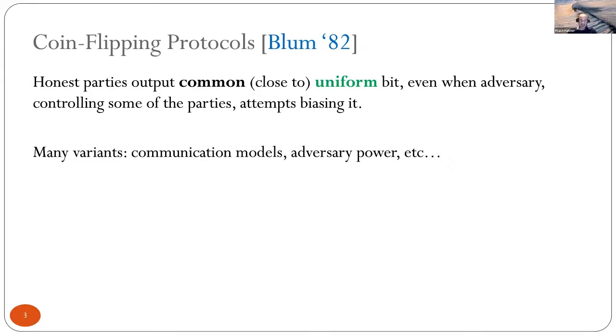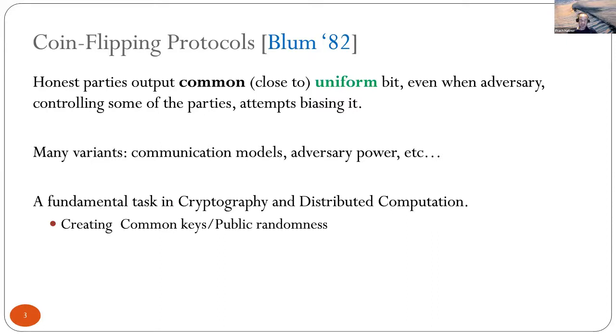But first, let's try to convince you why coin flipping protocol is such a fundamental task. The obvious answer is that it's important because it can be used to create common keys or public randomness. This is the obvious answer that we all know. But actually, there's a second reason, which is related to stability of random processes. More accurately, attacks on coin flipping can allow us to prove impossibility results for stability of random processes.